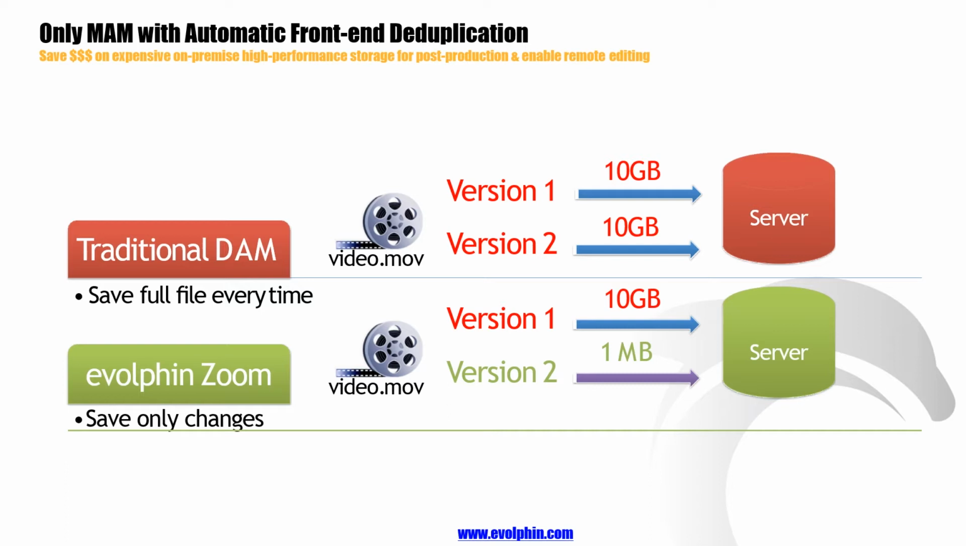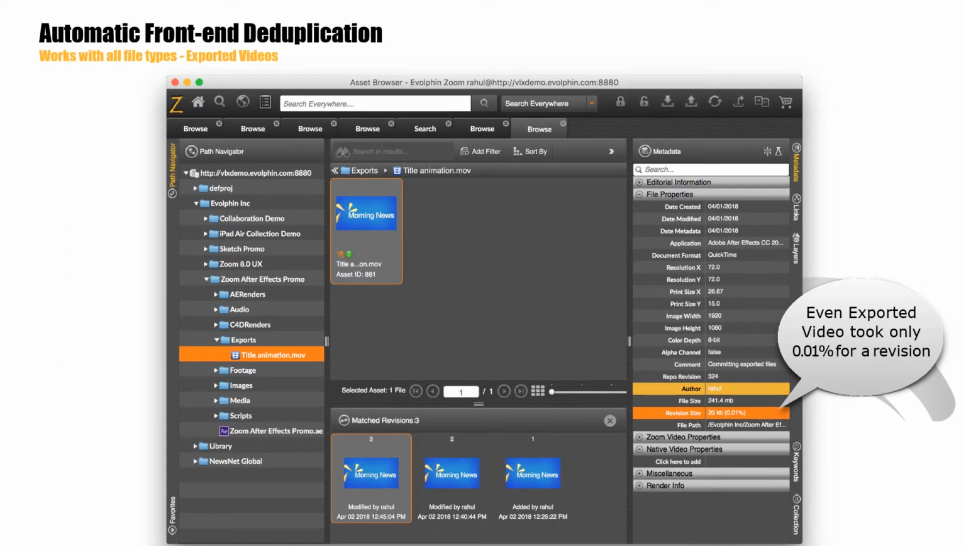This can cut down the amount of storage that you need on the cloud or on premise. A lot of our customers have reported cutting down the storage growth by 50 to 60% by using this front-end deduplication technology.